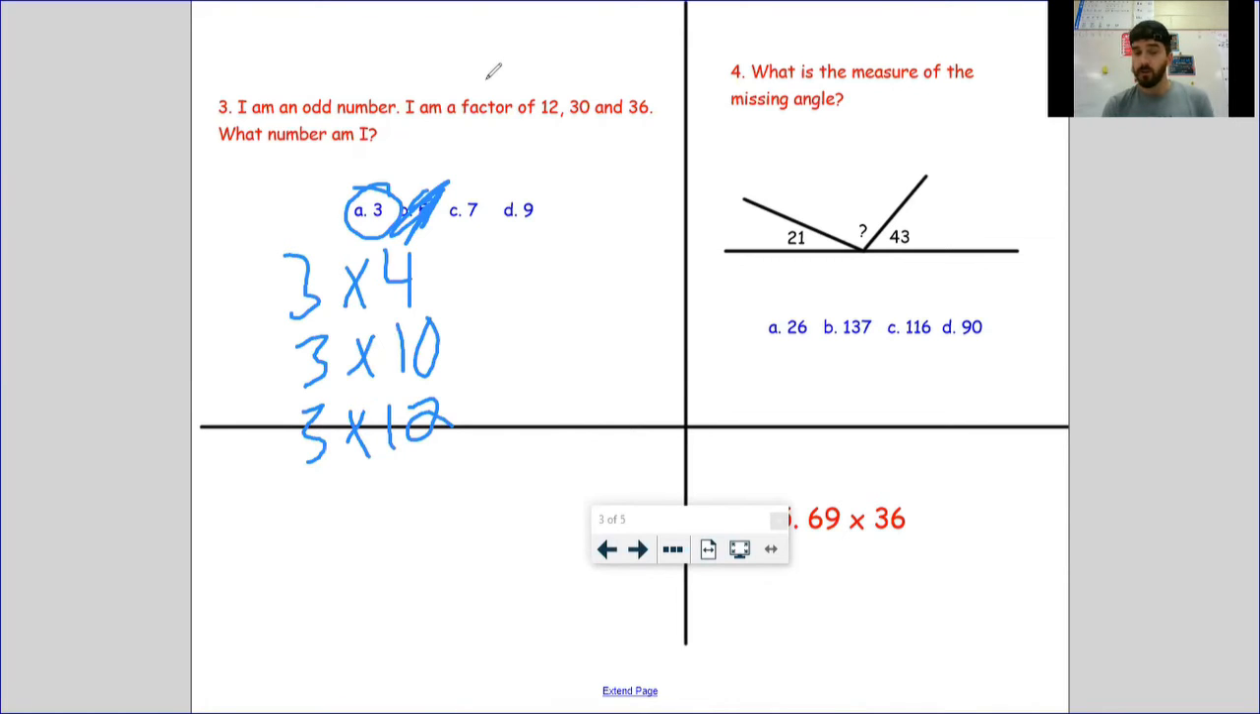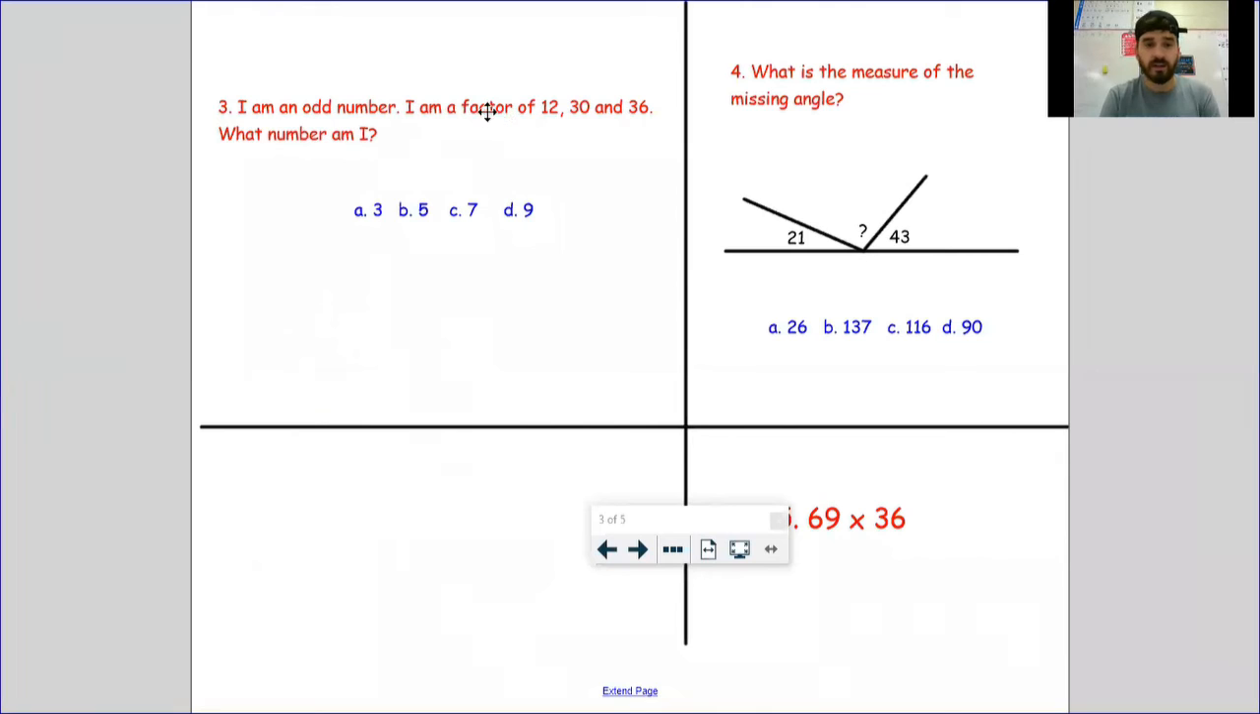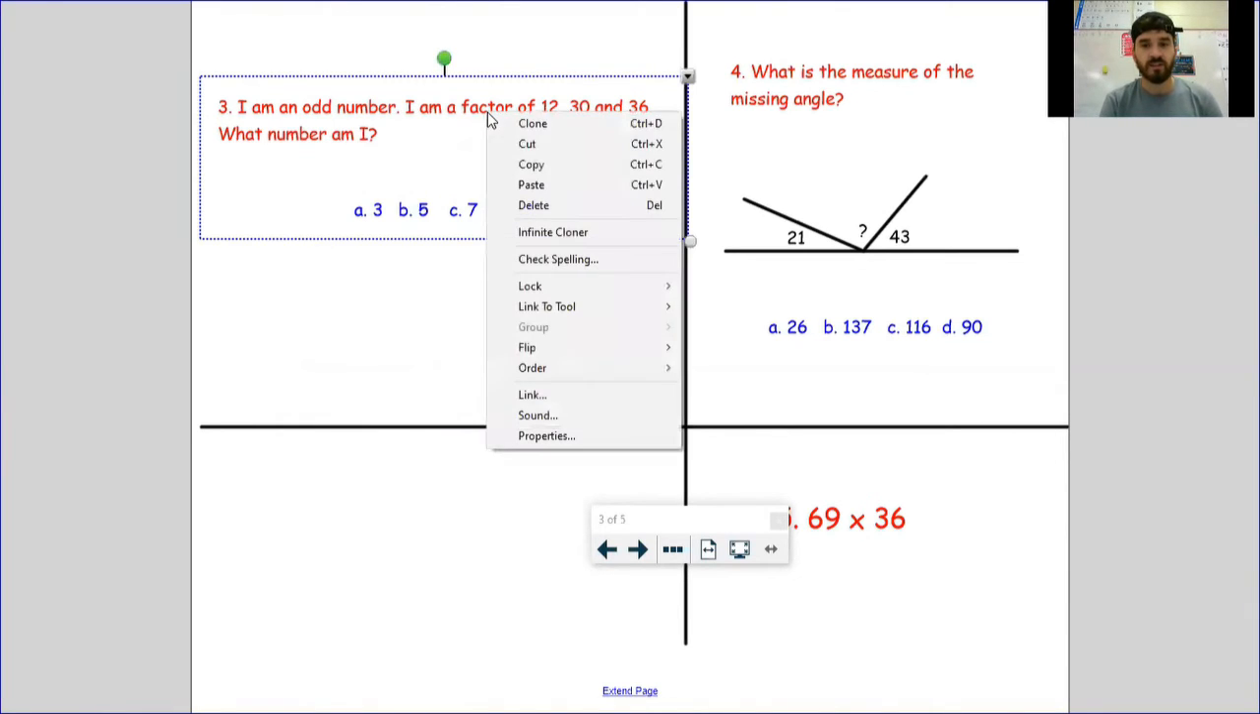If you didn't know your facts that well, kind of like yesterday, list your multiples. You could start with 3, 3 times 2, 3 times 3, 3 times 4, 3 times 5, all the way up until you get to or past 36, because you don't need to go that far. If you got to do it that way, you got to do it that way. Definitely requires a little bit more work, but it's worth it if you're going to get the answer correct. So for number 3, the answer was 3, which is A.